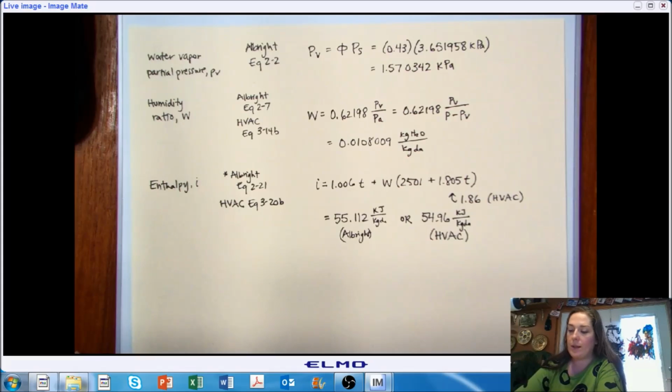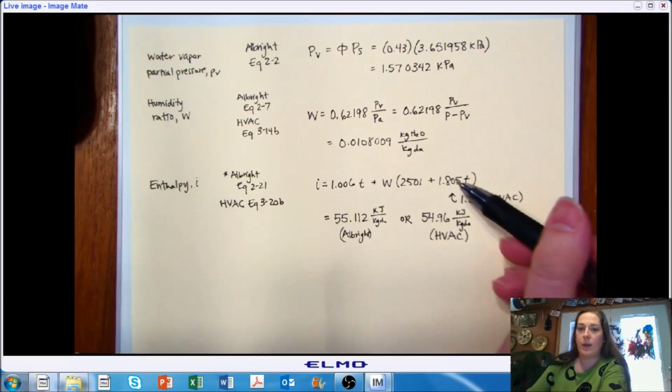There's two different ways that we can get equations. One way is deriving equations based on theory, and the other way is developing equations from empirical data, so fitting curves, predictive curves, to a set of data. Our psychrometric properties are derived from fitting to empirical data.